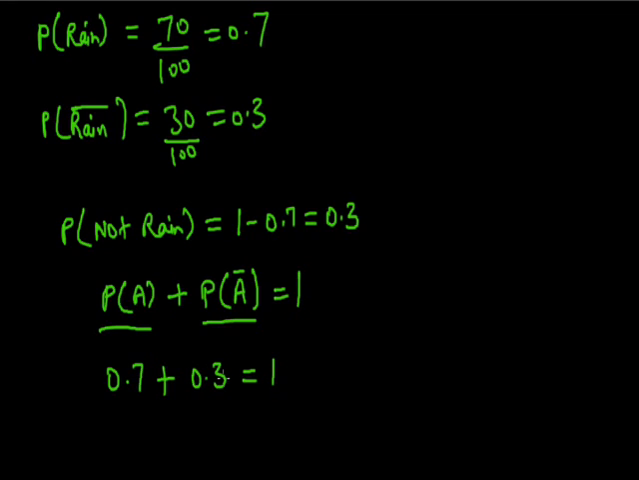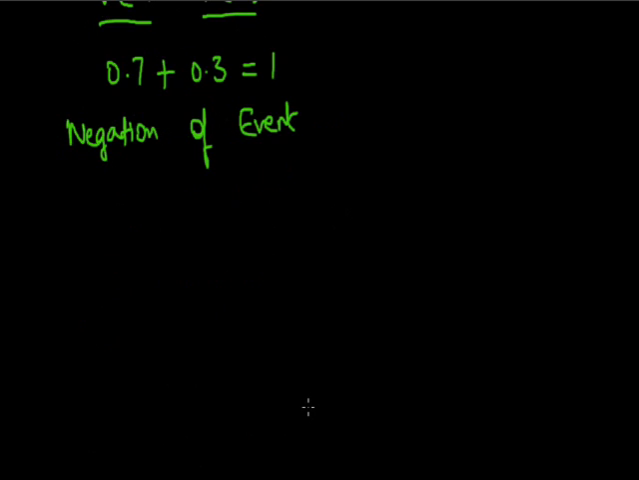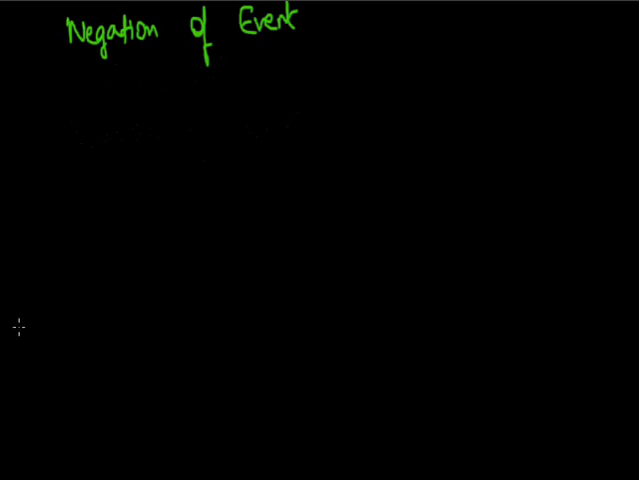So this shows that the probability of happening of any event plus the probability of not happening of the same event is always equal to 1, and this property is known as the negation of event. Now we move on to some examples based on probability, and we'll see how to solve those examples. Let's take the first example.